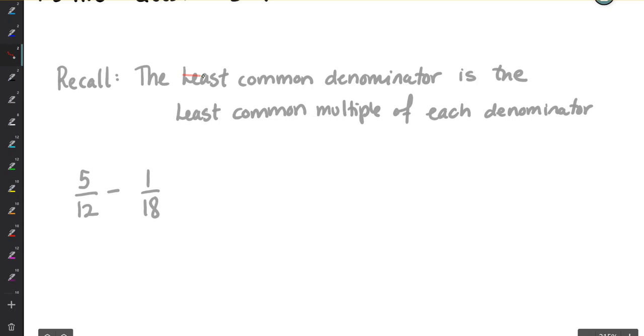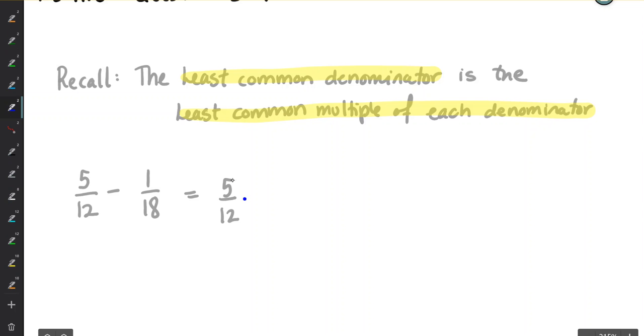That least common denominator is the least common multiple of each denominators. So for an example, if I were to go ahead and subtract 5/12 from 1/18, I could, this is an option, I could multiply 5/12 by 1 in the form of 18 over 18, and I could multiply 18ths by 1 in the form of 12 over 12.